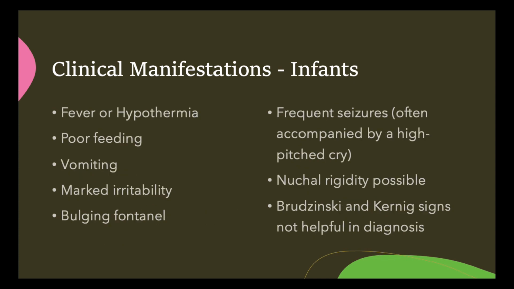Infants with bacterial meningitis will exhibit poor feeding, marked irritability, and a bulging fontanelle. In addition, like we talked about in other videos, they may have a high-pitched or neural cry. While nuchal rigidity is possible, it is very difficult to elicit other signs of meningitis in infants due to their age.